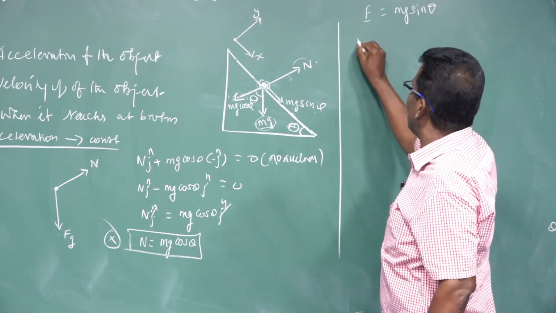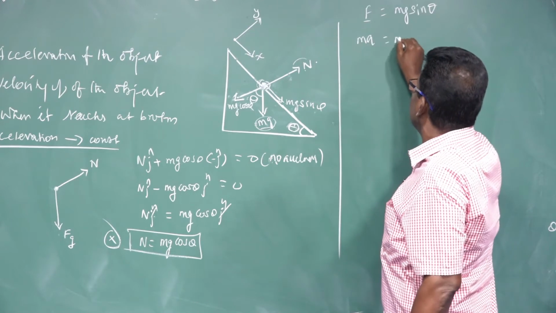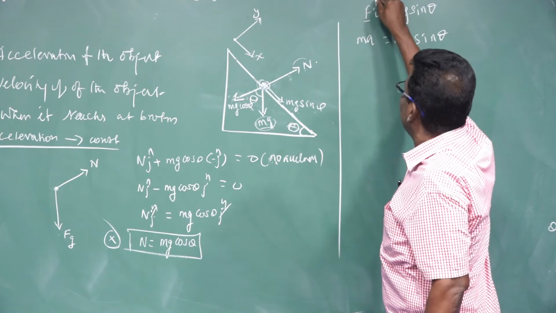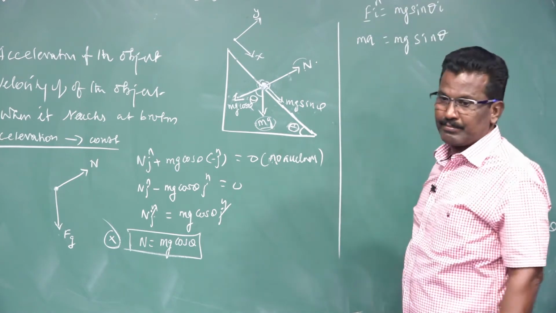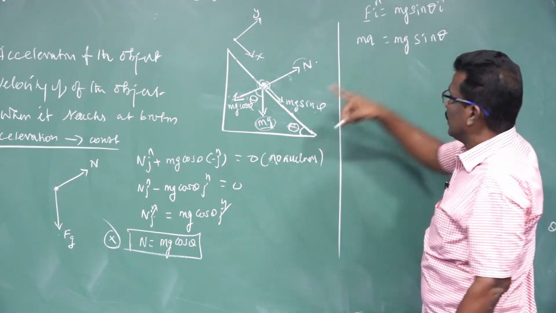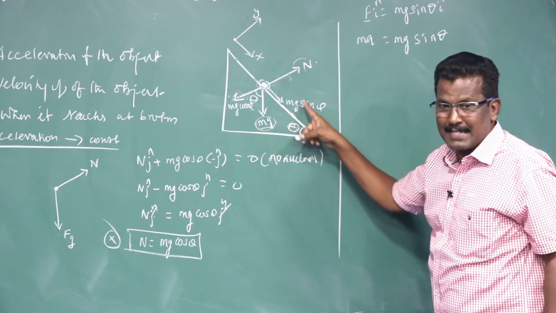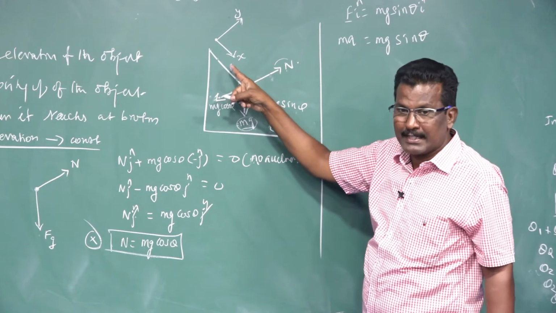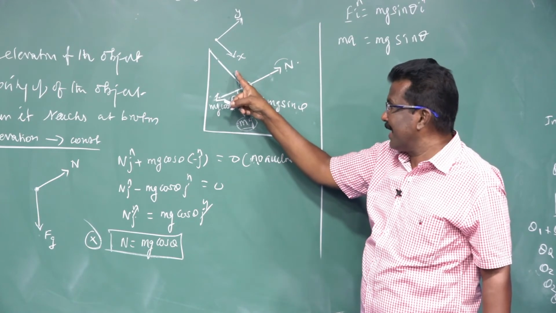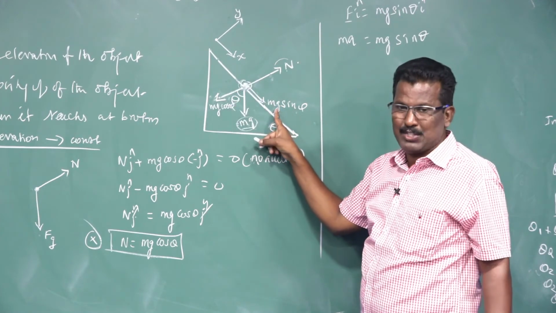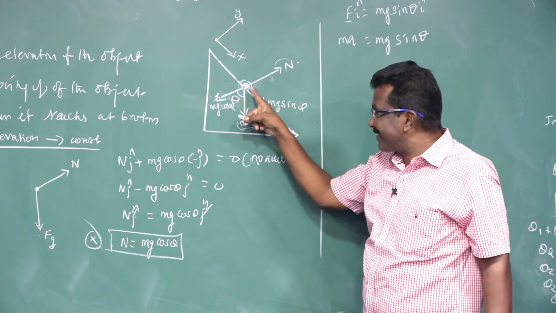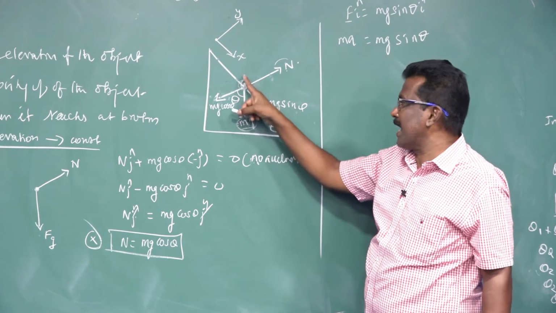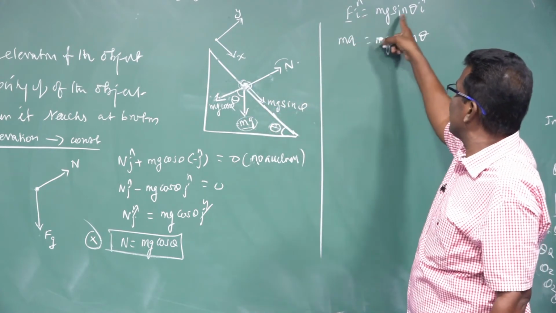So F is equal to ma, which equals mg sin theta along the x-axis, i cap, only the positive x-axis. No force acts upward; if there were a force, it would balance mg sin theta. That's why the body slides down continuously when it reaches the bottom, with no force acting at the bottom. So the force F is equal to mg sin theta.